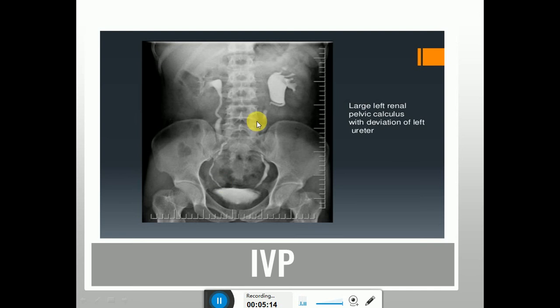Then again you can visualize a large calculus, a stone can be seen. Because of this, you can also see obstruction in the passage.